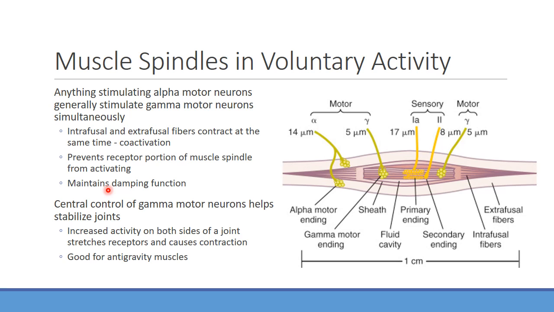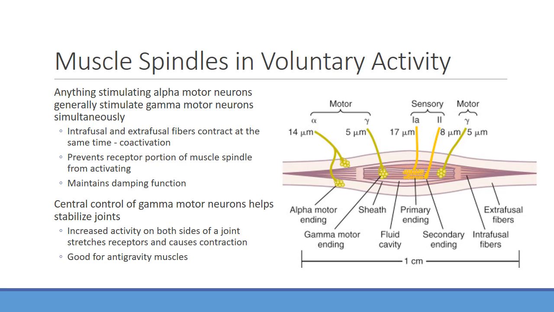Okay. And so looking at the central control of the gamma motor neurons, this also helps to stabilize joints, okay? So for instance, if I wanted to stand, I need to have a balanced effect between the quadriceps and what would be the antagonistic muscle there? Yeah, the hamstring, right? So I'd want to have contraction of both of those muscles in order to maintain extension of the leg, and that way I can stay standing, right? And so basically what you can see is that by increasing activity of the gamma motor neurons on both sides of that joint, I'm going to increase the length of the muscle spindle.